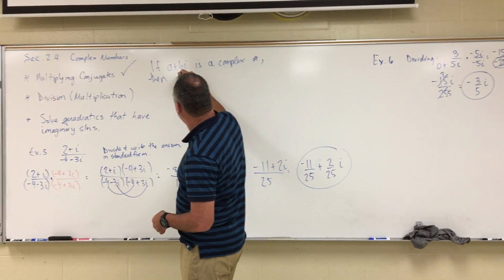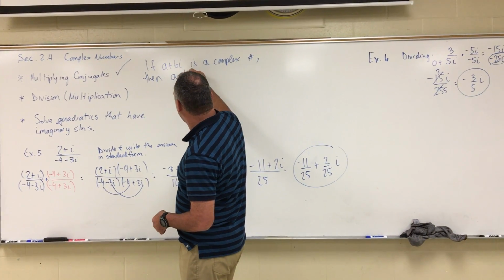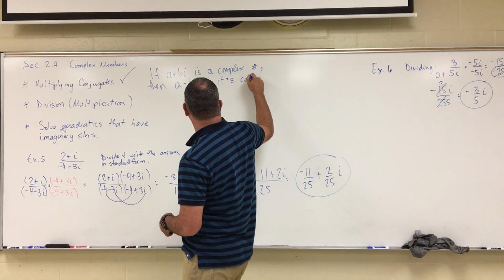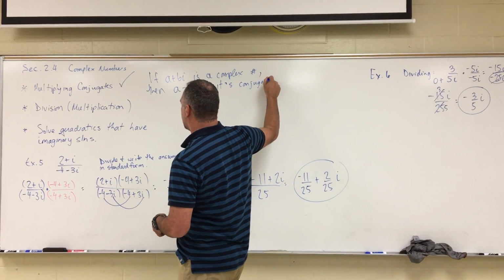Then what is its conjugate? A minus b. A minus bi is its conjugate. All right, just to be clear on what conjugate is. All right, we got that.